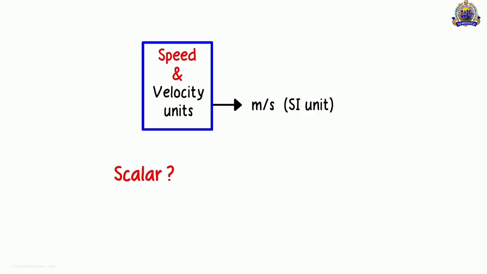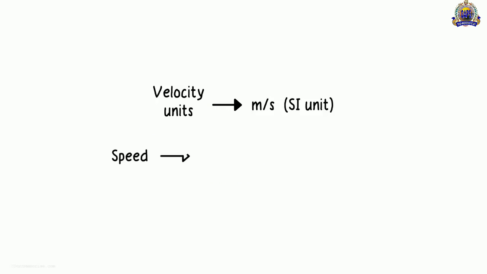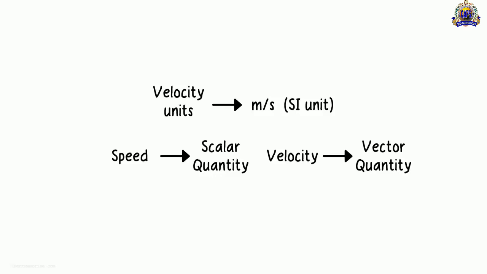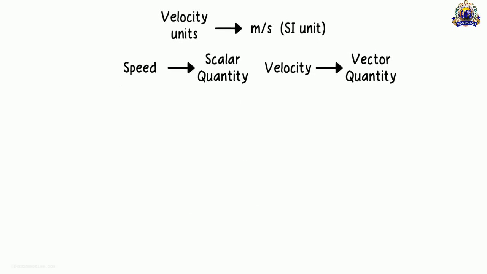So here we have the speed and velocity units. There was a question about scalar and vector. As I have told you, speed is a scalar quantity. So why is speed a scalar quantity and why is velocity a vector quantity? As we have discussed in the definitions, whenever there is a particular direction, that is a vector quantity. If there is no particular direction, then that is a scalar quantity.